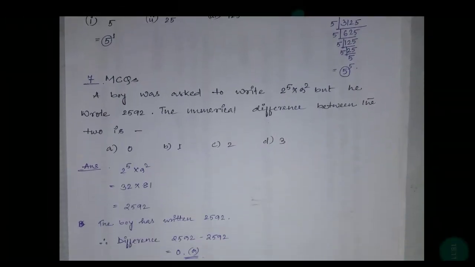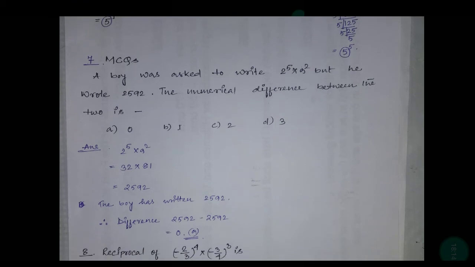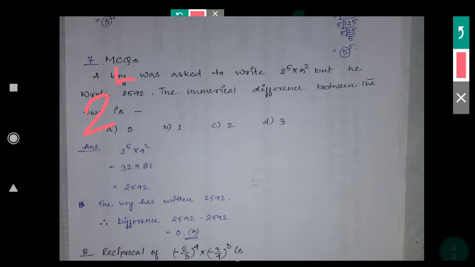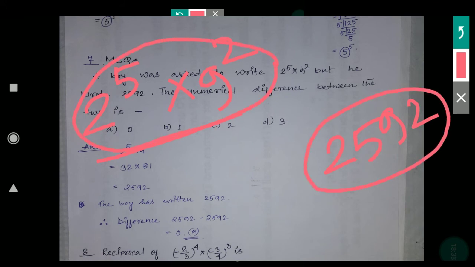Okay, now see question number 7. MCQ. Listen to the question carefully first. A boy was asked to write 2 power 5 into 9 power 2. But he wrote 2592. Now the question is that you have to find the difference between this number, what he was asked to write, and what he has written. So how will you find? The value of this number is given as 2592, but we don't know the exact value of the other one.